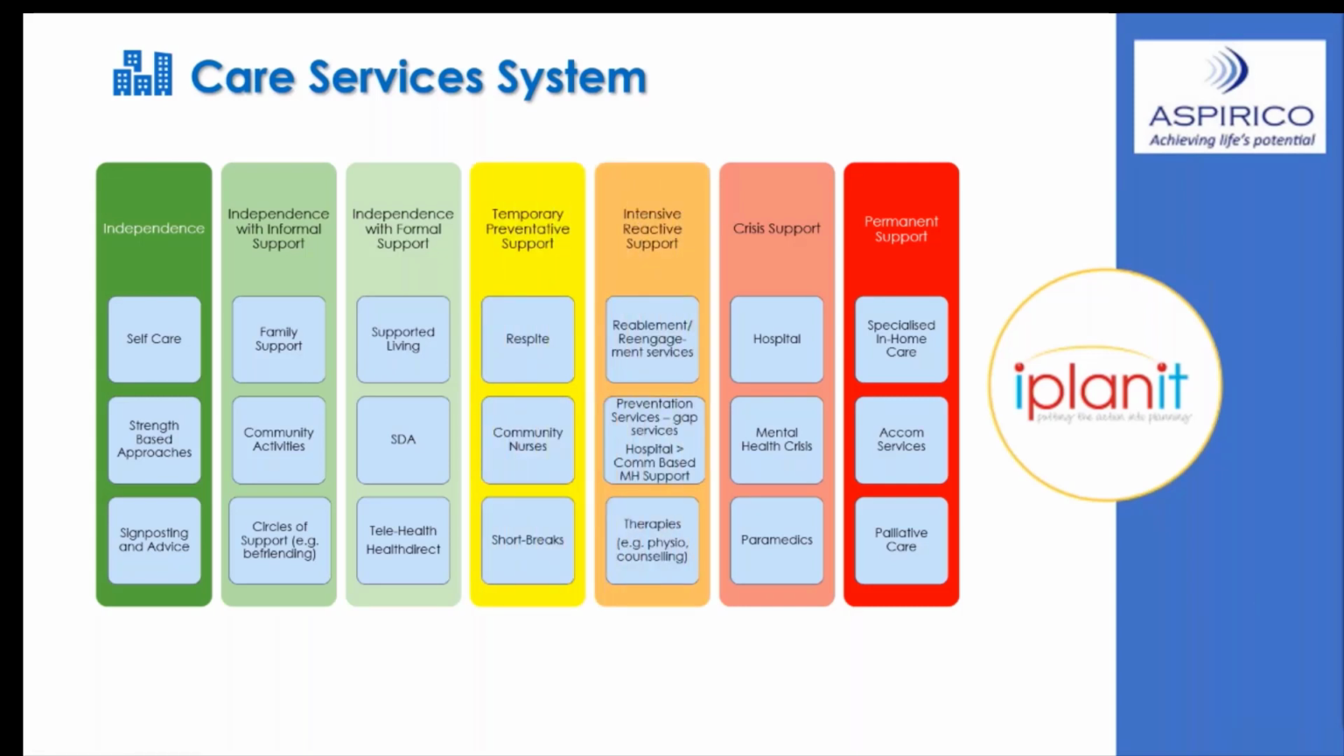Then we also move towards the middle, where we have temporary preventative support and intensive reactive support. So things such as respite, community nurses, having short breaks, re-engagement or re-enablement services to ensure that we try to maintain as much independence as possible. Prevention services, so gap services, identifying the gaps from hospital to community-based mental health support if needed in such areas, and other areas such as therapy, allied health, physio, counselling, and etc.